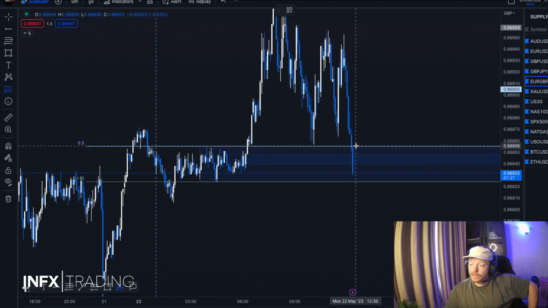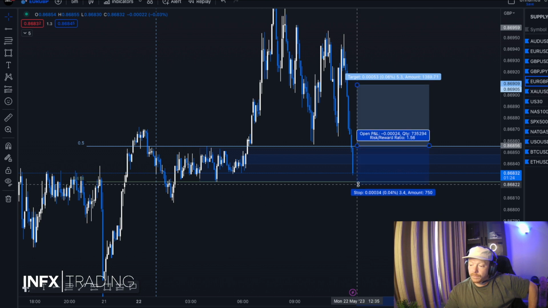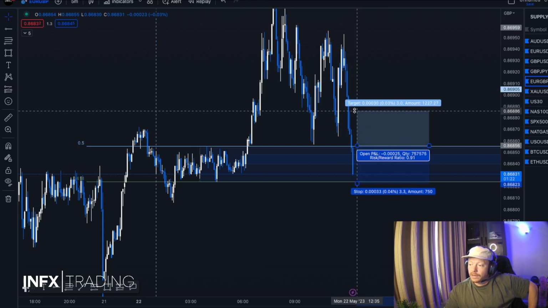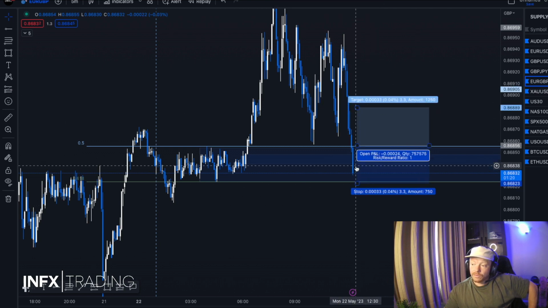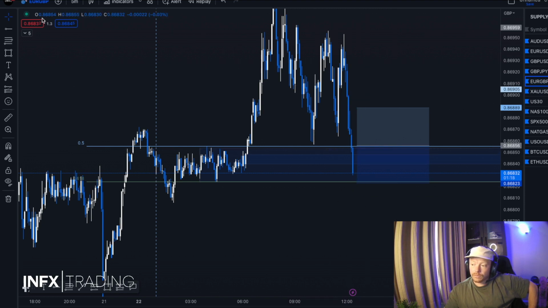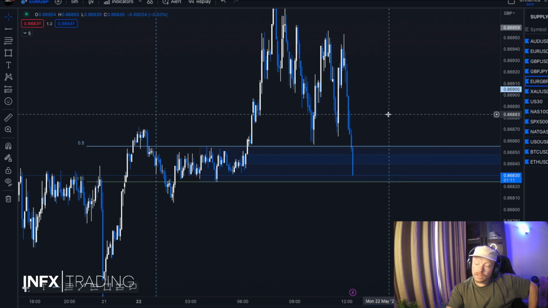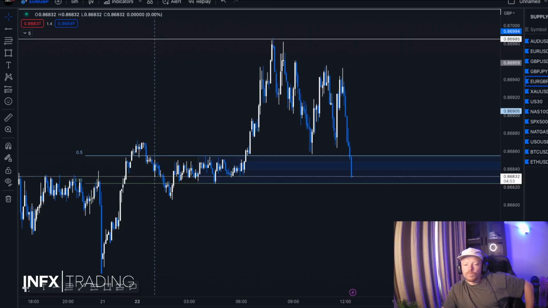So currently we'd need the next candle to break this candle's high. Stop loss will go below here, and then we're going to go for a 1-to-1 there. Okay, so we're not looking for a huge amount at all. Obviously we want the runner to run, but that's what we're looking for as our initial first TP. So let's see how it goes, and I'll come back in a minute.